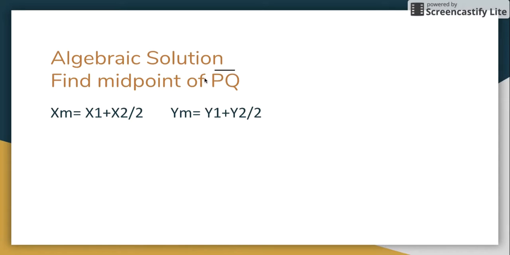First we need to find the midpoint of PQ. Now here's a system that we're going to use to find the midpoint. So for the x coordinate of the midpoint, we're going to do xm equals x1 plus x2 divided by 2, and likewise for the y coordinate of the midpoint, you do ym equals y1 plus y2 divided by 2.